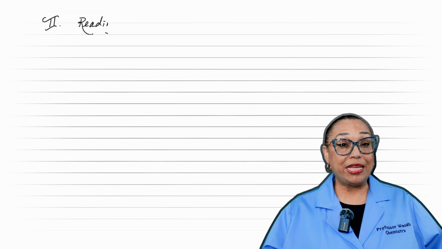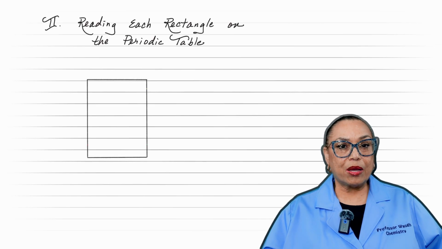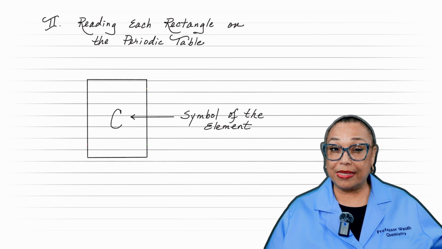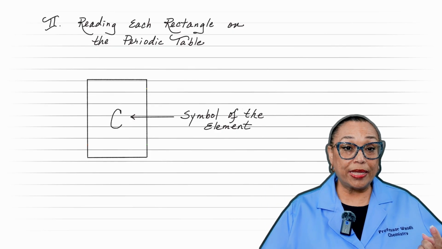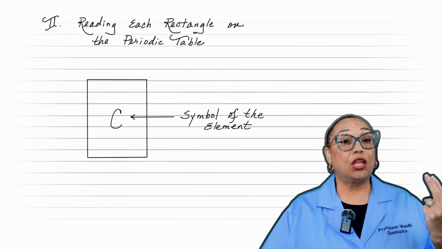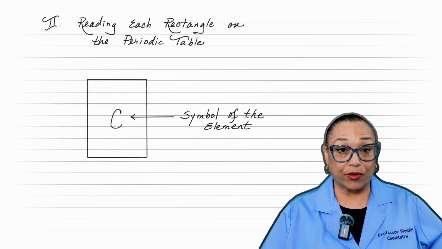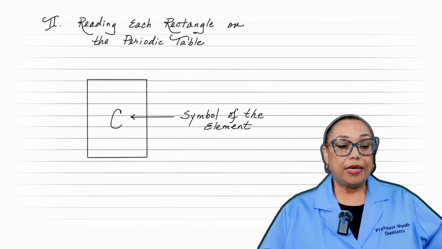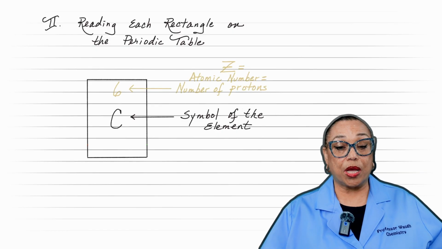All right? Now, let's read each rectangle on the periodic table. So the first thing I want you to do is look at the symbol of the element. It's right in the center. Sometimes they put it at the top. This will be a capital letter and sometimes a lowercase letter as well. So there's only two letters. Now the symbol of the element is normally in the middle. Then, of course, at the top is the number of protons.